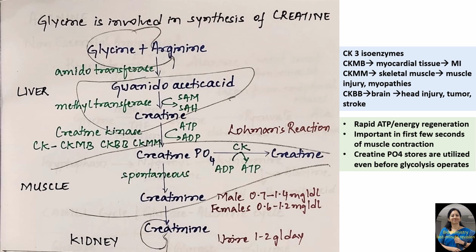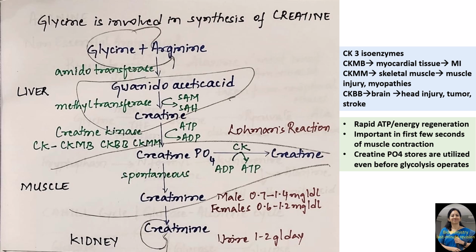Now, this creatinine is released into general circulation, and the concentration of creatinine in males is around 0.7 to 1.4 milligram per deciliter. In females, it is around 0.6 to 1.2 milligram per deciliter. Now, there is a difference in creatinine concentration in males and females. This is because the muscle mass differs among men and women.